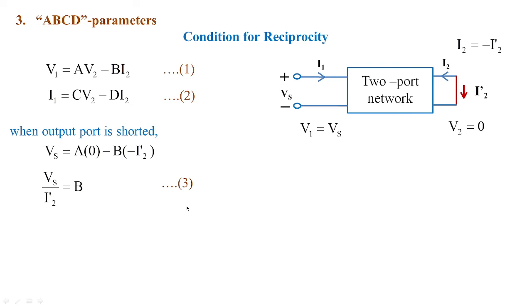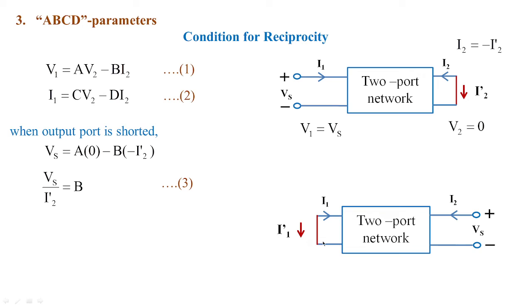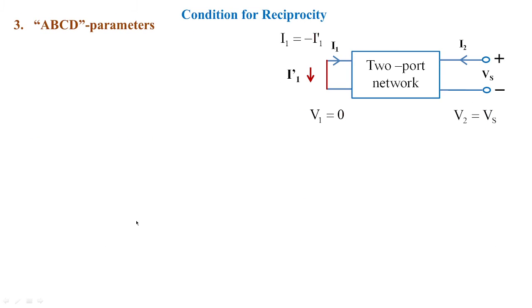We are making this equation 3, and then we are going to take the input port to be shorted, making V1 equal to 0, and we are energizing V2 is equal to Vs, that is supply voltage, with the driving current as I2, and assuming I1 is equal to minus I1 dash according to the direction of these two currents.